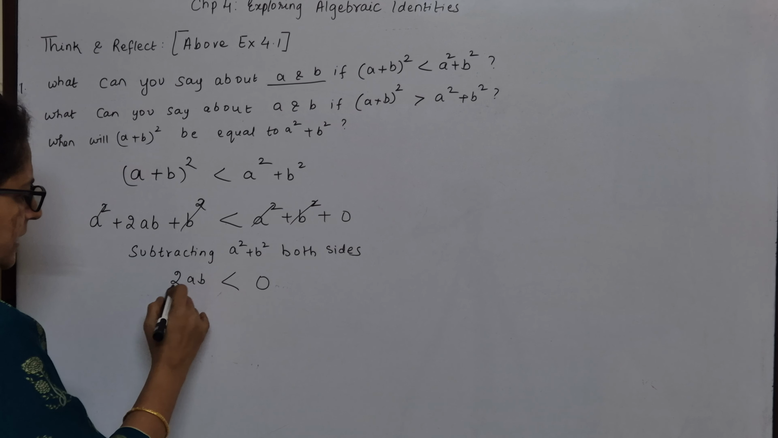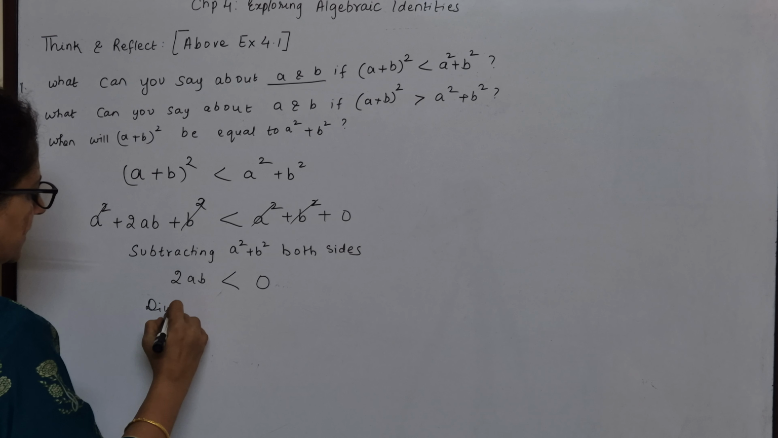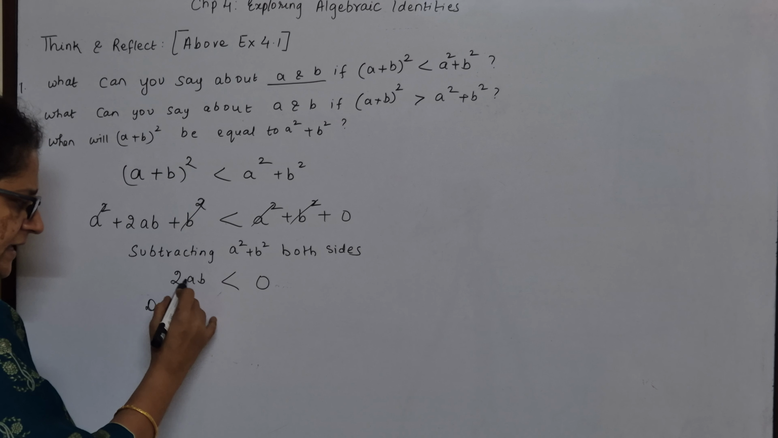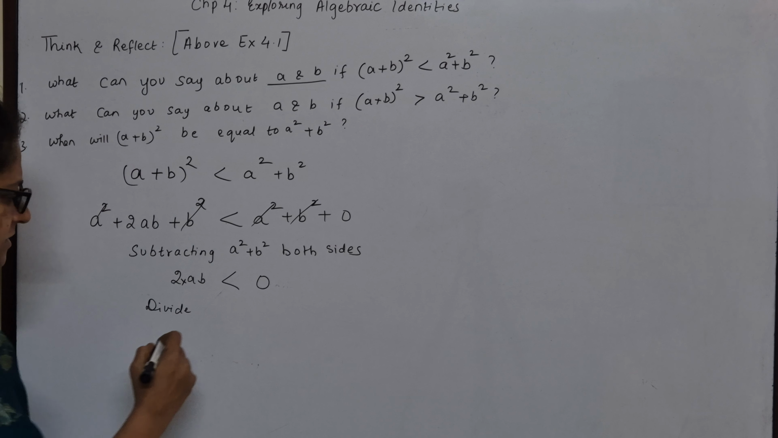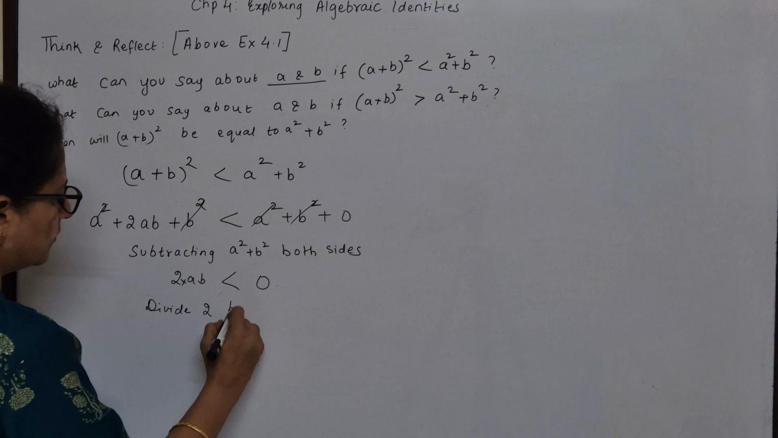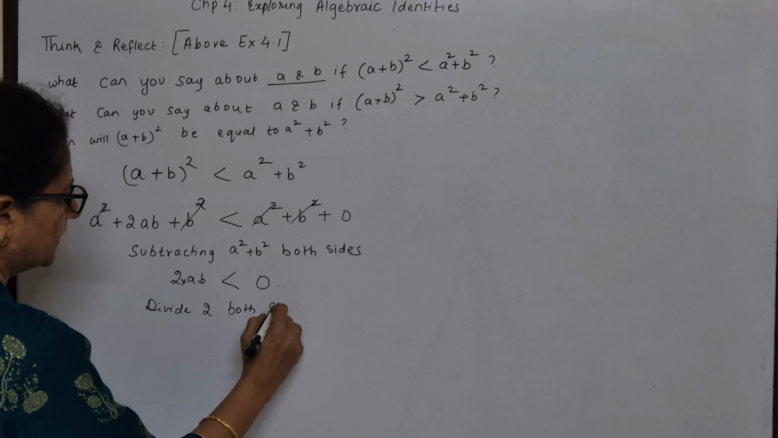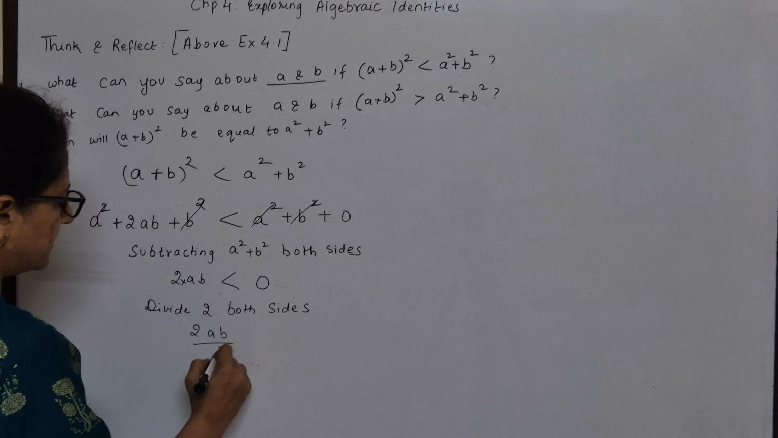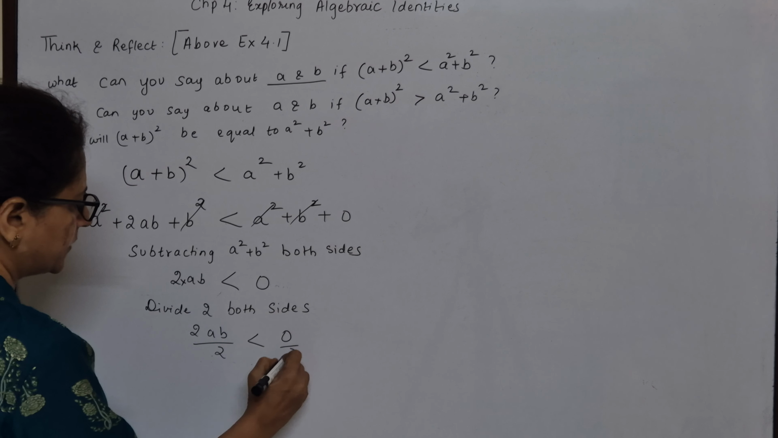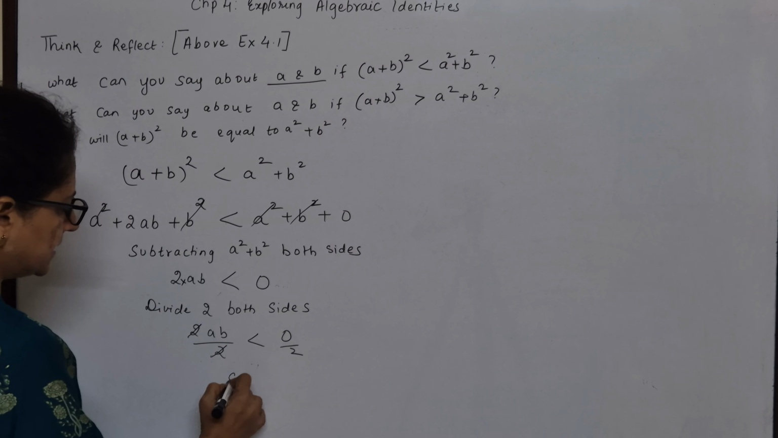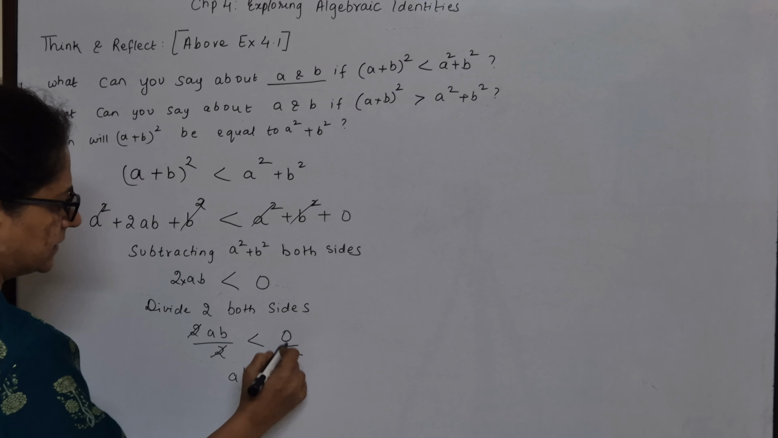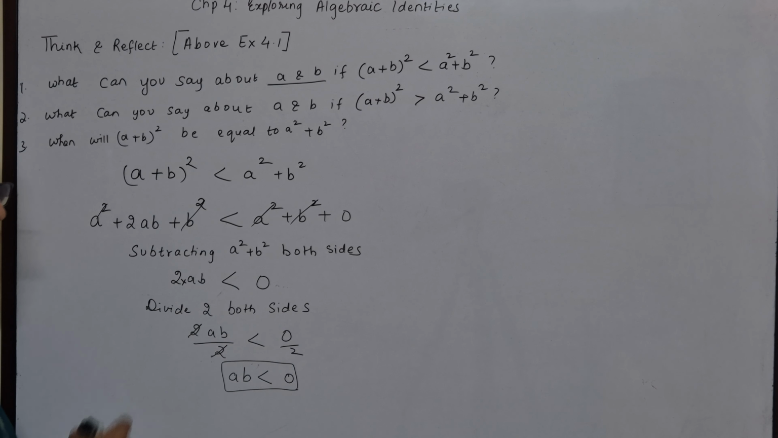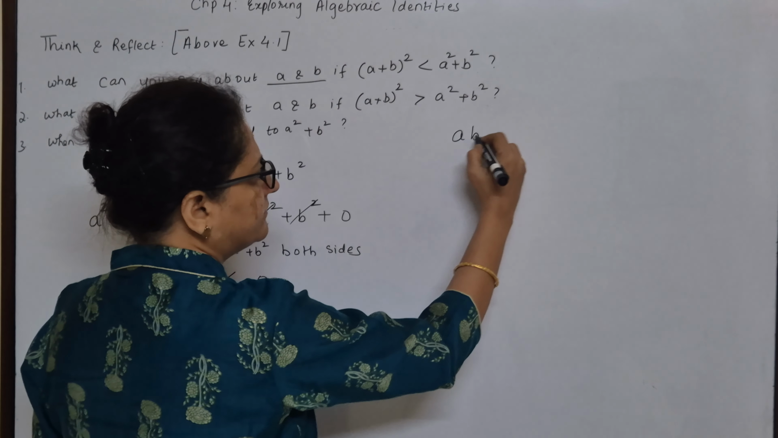Now here I want to eliminate 2, so I will divide it. Why am I dividing it, children? Because 2 is connected with AB in the form of multiplication. So divide by 2 both sides. When I divide by 2 both sides, 2AB divided by 2, here also divided by 2, so 2 gets cancelled. Here it is only AB and here the answer will be 0. So we are getting AB is less than 0. That means AB is negative.